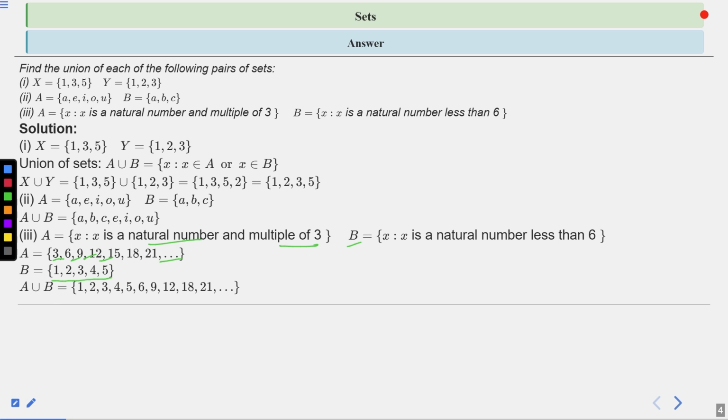Now the union will be what? In your union set, you have to collect all the multiples of 3 as well as these first 5 elements: 1, 2, 3, 4, 5. Then write all the elements from set A. If you write 3, 3 is already present here, so we are not going to write it twice. So 3, 6, 9, 12, 15, and other natural numbers that are multiples of 3. So A union B will be this set. I hope it is clear how we got our answers. Moving on to the next.